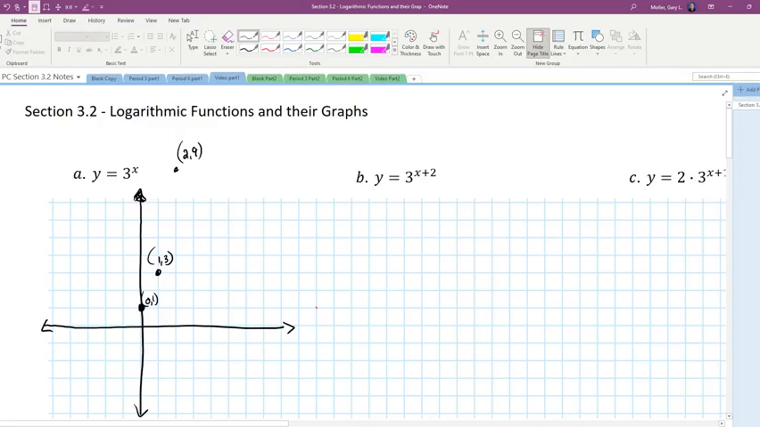But I want to see 3 points. This one, oh, my clicker's not working. 1, 3, 0, 1, and this point right here, which would be negative 1, which flips over the 3 and makes it a third.